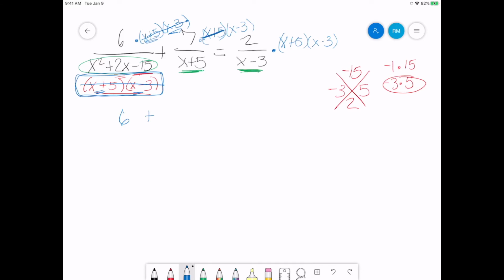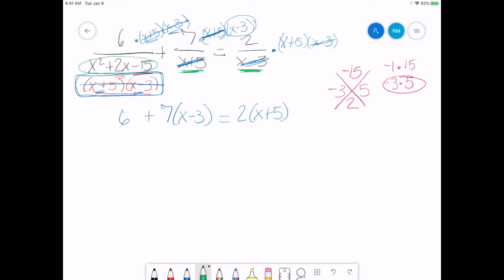On this side, I notice that I have an x plus 5 and an x plus 5. So those are going to cancel out, but the x minus 3 is going to stay. So now I have 7 times x minus 3. And then over here, I notice that these two cancel out, and I'm left with 2 times x plus 5.